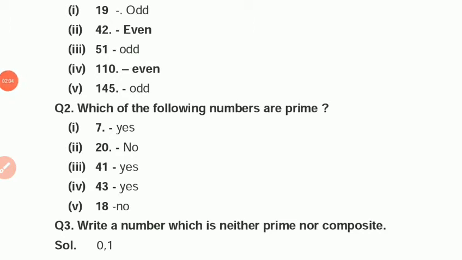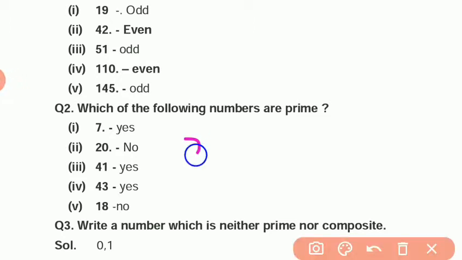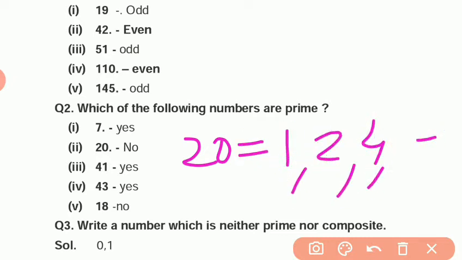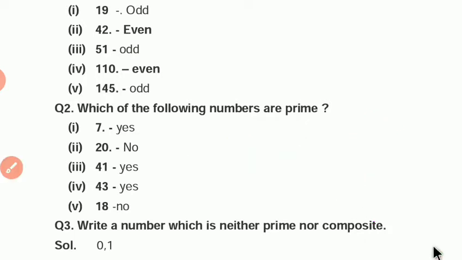Now 20. We know that the factors of 20 are, it is exactly divisible by 1, 2, then 4, 5, 10, etc. It means the factors of 20 are more than 2. So it is not a prime number, it is a composite number. So no, it's not a prime.